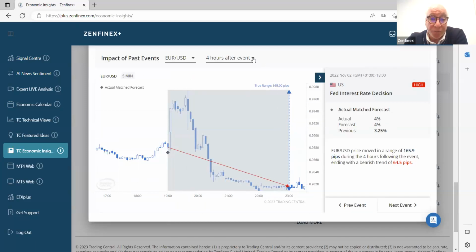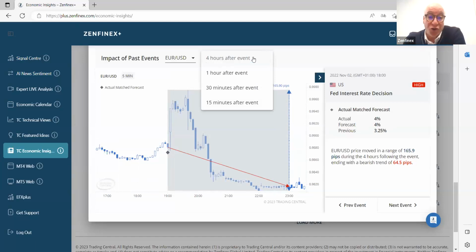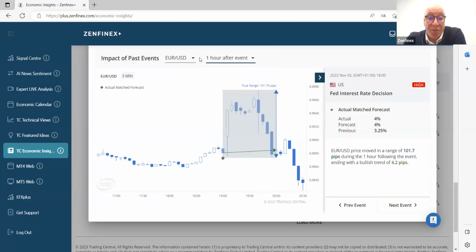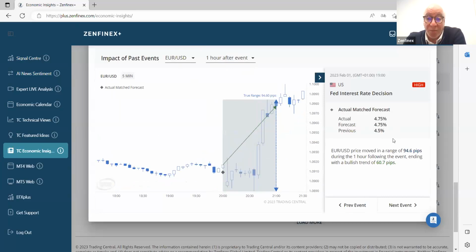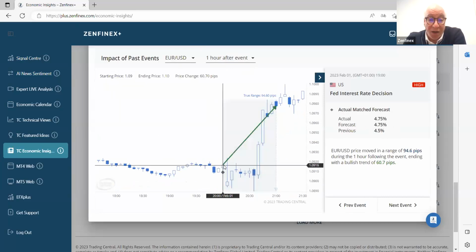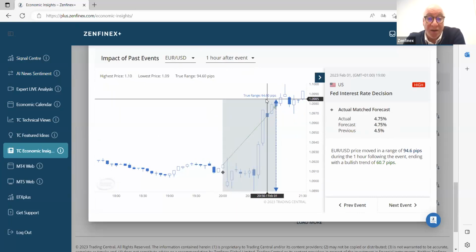Now, what we're able to do, if we're news traders, is decide how far into the future on past events it moved. If we're literally just jumping on price action as soon as the news has been announced, we can look at 1 hour. So let's work backwards. In March, there was no rate increase and it matched forecast. So prices shot up in the hour after the event, right? Useful bit of information. In February, actual was the same as forecast. It had a dip, but within the hour, it ended up 94 pips higher.